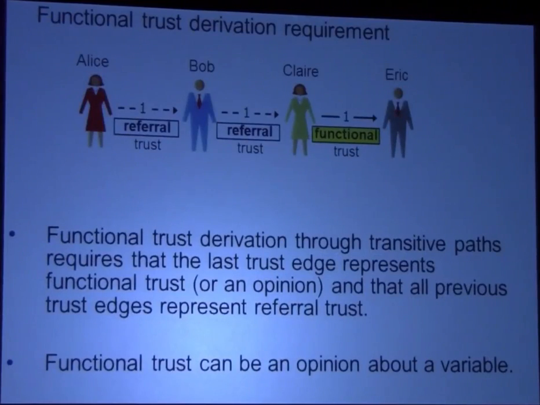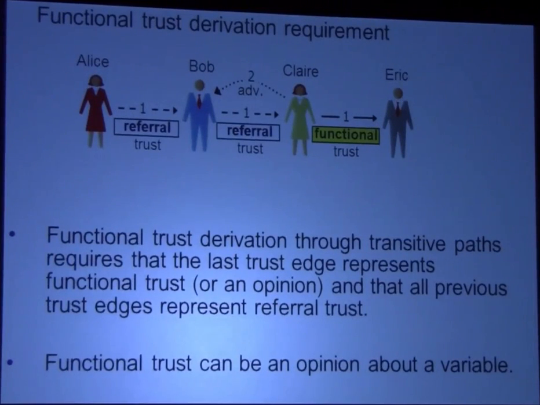So, in a transitive chain like this, let's say Bob says, actually, I don't know a car mechanic, but I know Claire, she knows a car mechanic. You can imagine that kind of serial recommendations. The last edge must be functional. And all the other edges must be referral. So this is like a semantic constraint for a transitive chain to be valid. And I just want to mention here that the last edge doesn't have to be trust. It can simply be an opinion about something, some variable X. Do you think it's going to rain tomorrow? Do you think it's going to win the European football championship or whatever? It doesn't have to be trust. We'll get back to that.